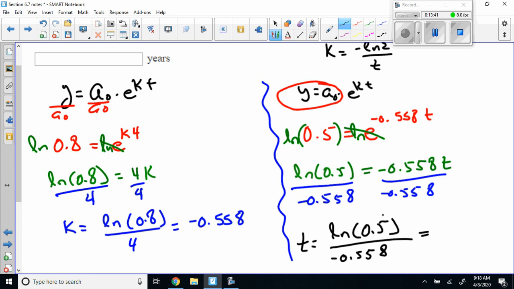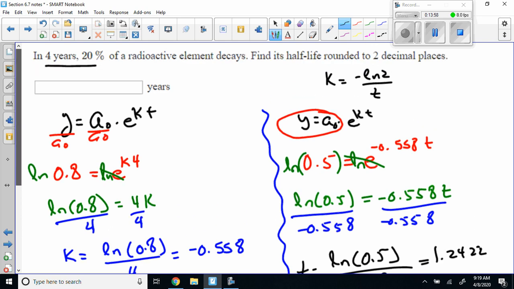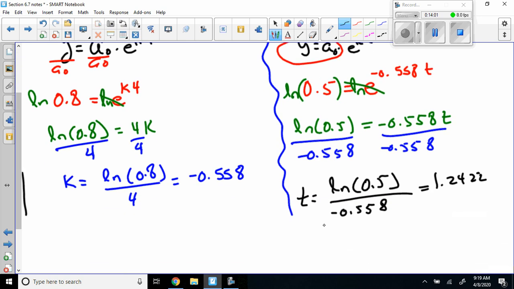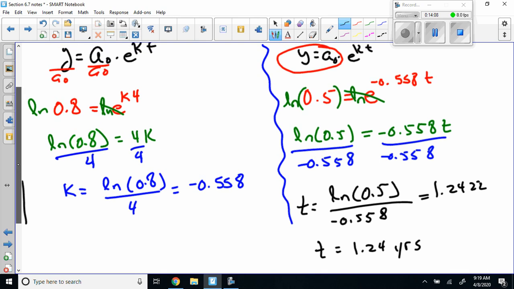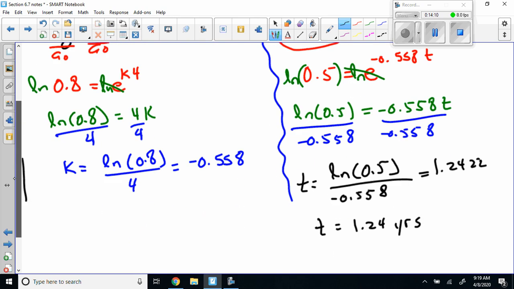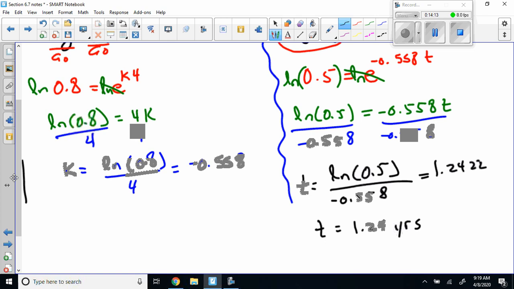And when I do the natural log of 0.5, it's going to give me a negative number, divided by a negative number, which is going to give me a positive, right? So it tells me, hey, I'm going in the right direction. So time is 1.2422. And of course it said to the hundredths, 2 decimal places. So time is 1.24 years. It takes 1.24 years for this particular radioactive substance to reach half its amount.